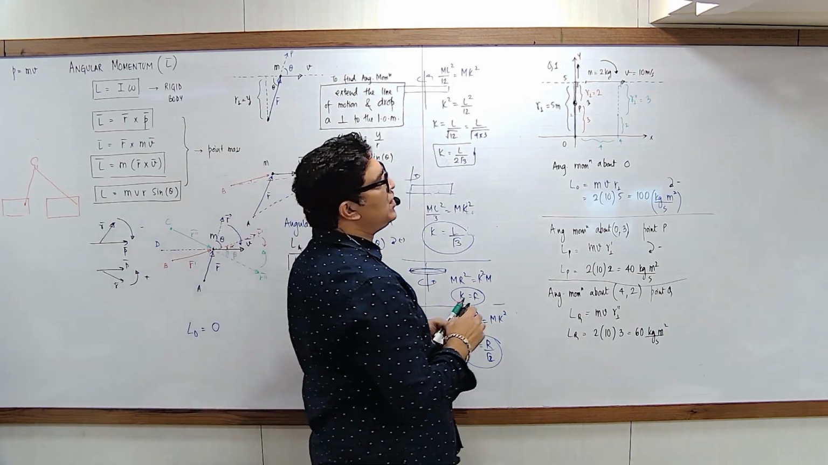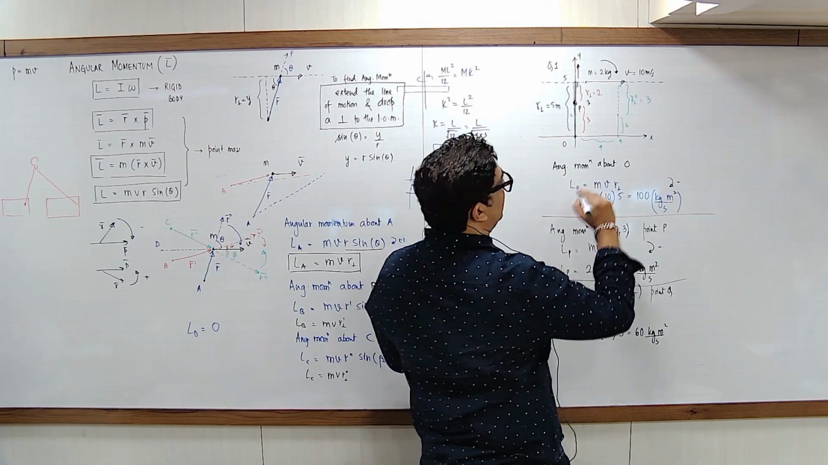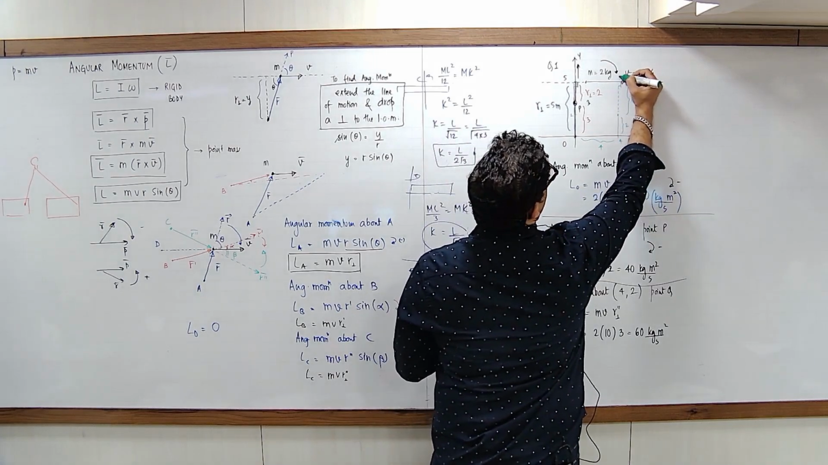Achha, you didn't tell me the direction. So draw this vector from here to here. This is R. You have to extend it, R.